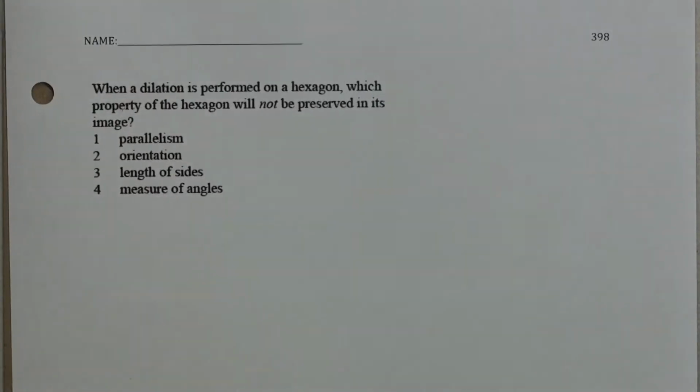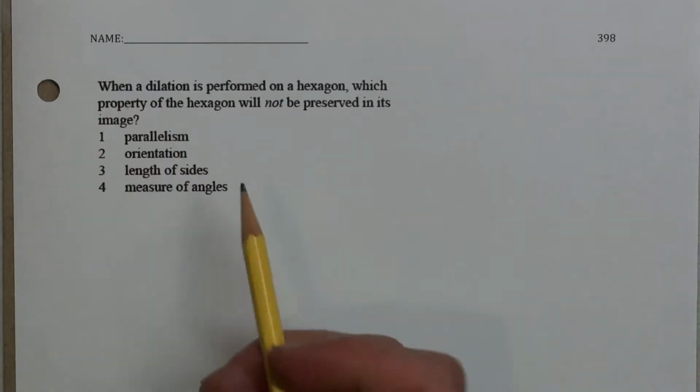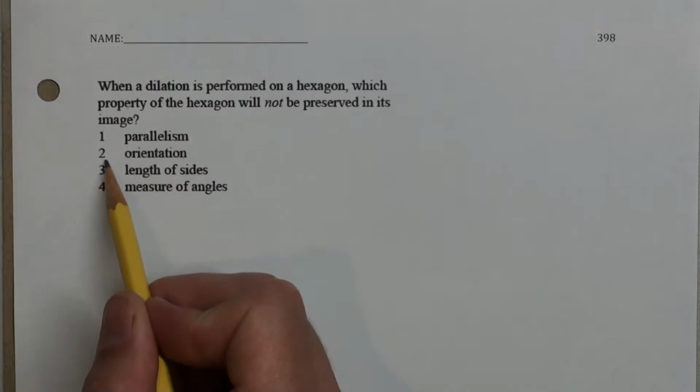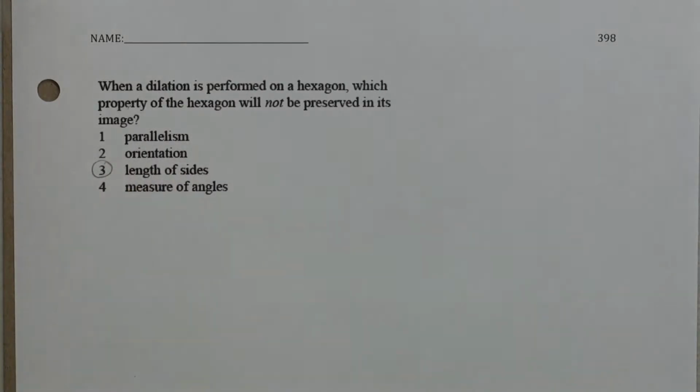When the dilation is performed on a hexagon, which property of the hexagon will not be preserved in its image? The lengths of the sides will change, right? Everything else listed there will stay the same.